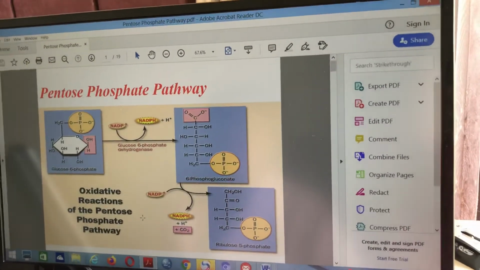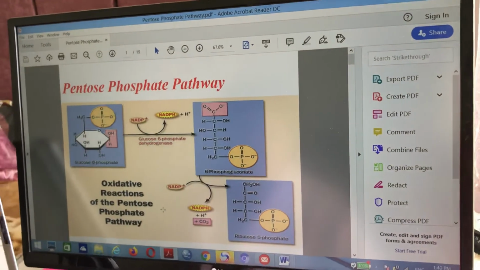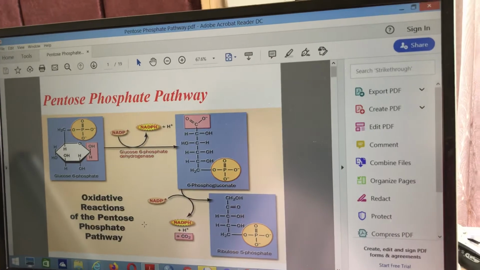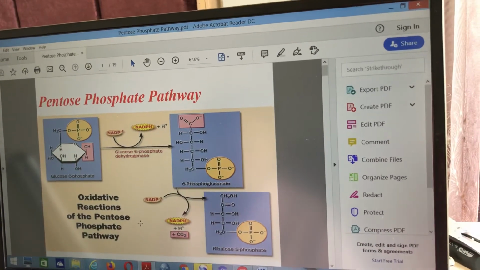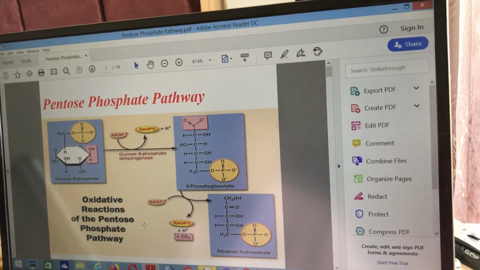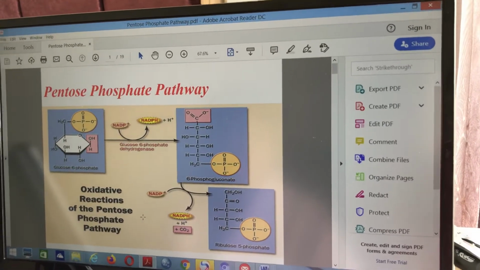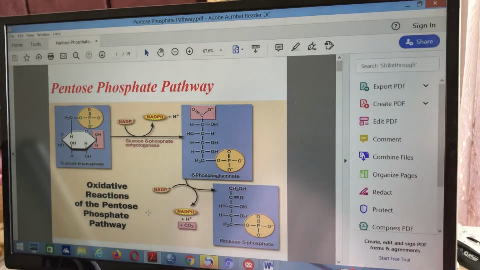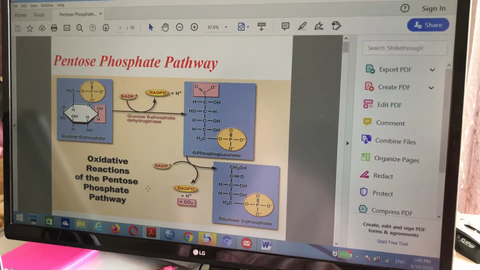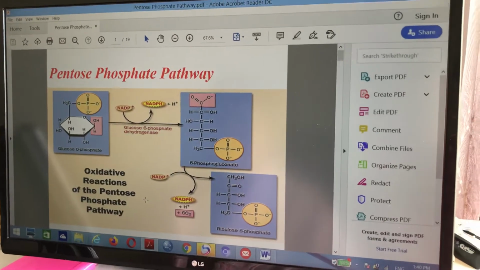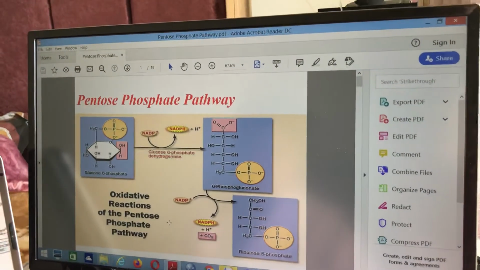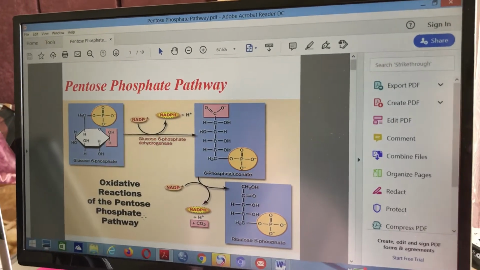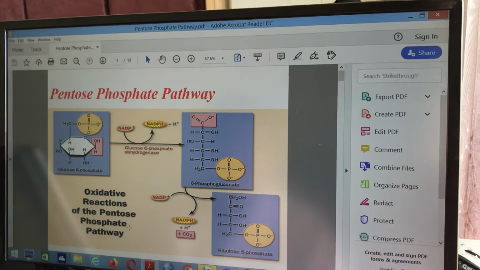So, the pentose phosphate pathway is active in adipose tissue, and active in the adrenal cortex for the synthesis of the steroid hormone cortisol, and also it is active in the testes to produce testosterone. It is active in the ovary to produce estrogen, but it is not active in the skeletal muscles. As well, NADPH is used to maintain the integrity of the RBC.